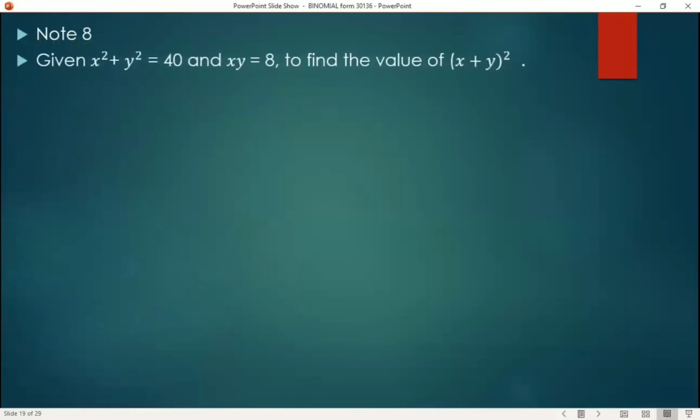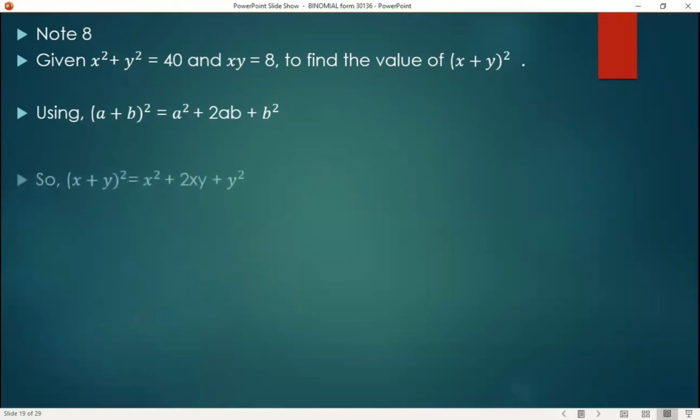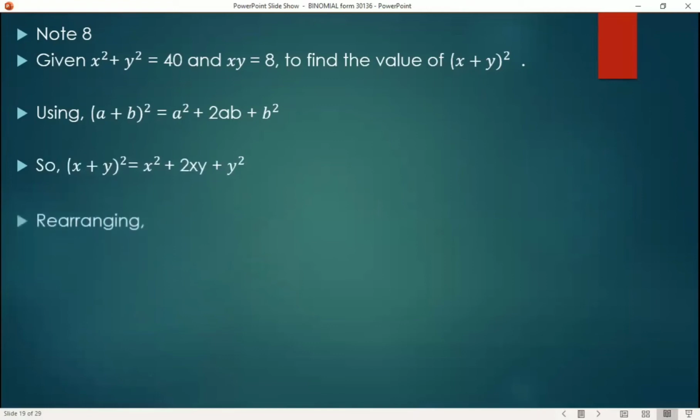Sometimes you may have such a question in the exam. You're given x² + y² = 40. You're given xy = 8. They simply ask you to find the value of (x + y)². We know that (a + b)² is a² + 2ab + b². What about (x + y)²? It's x² + 2xy + y².